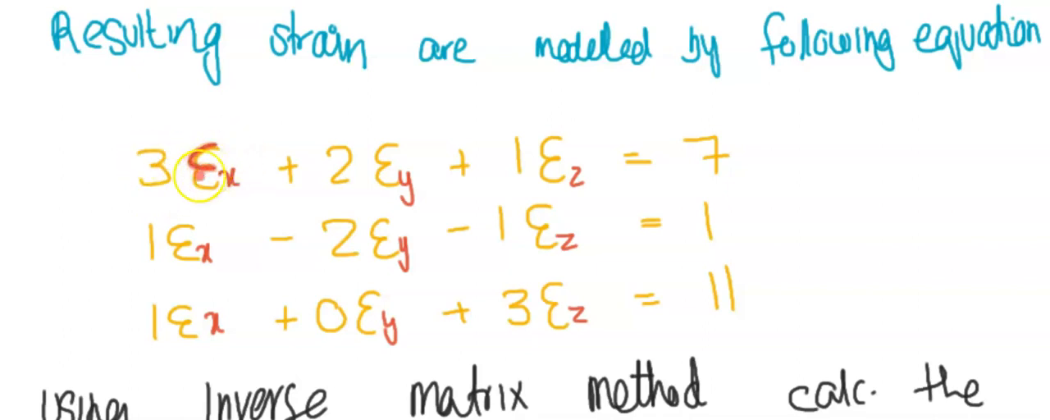So 3 epsilon x plus 2 epsilon y plus 1 epsilon z equals 7. The other one is 1 epsilon x minus 2 epsilon y minus 1 epsilon z is 1. Then the third equation is 1 epsilon x plus, that's not given, so I just put 0 here, but still you need to write 0. Plus 3 epsilon z is 11. Make sure when you do that, the x's, the y's, the z's should be in order. So it's modeled by this equation.